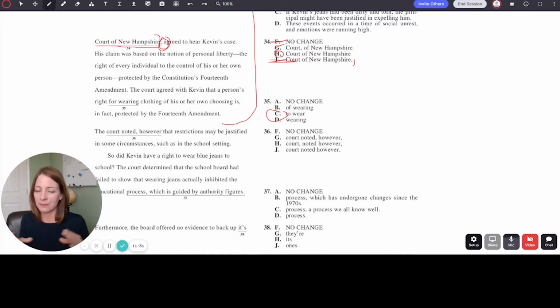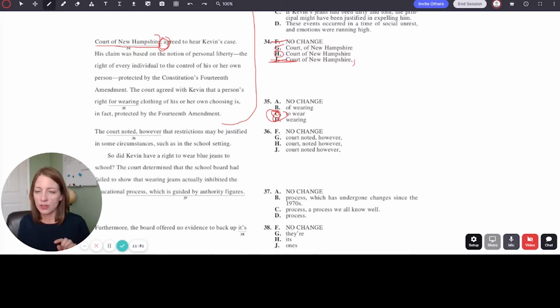That's an idiom. That's just how it would more naturally be said, and I don't have any more rules for you other than that. But that's the more natural way to say that. So we're going to go with C there. C. Okay.